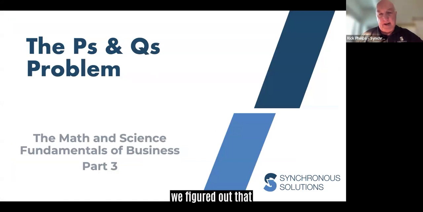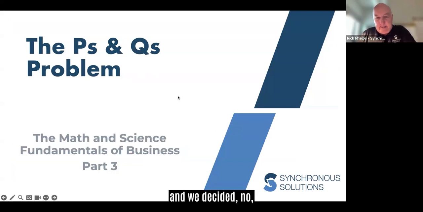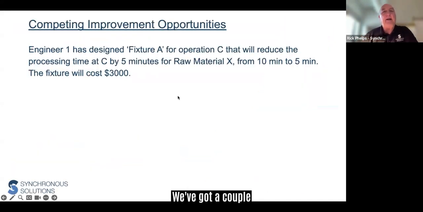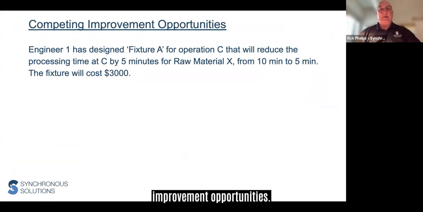In the first part, we figured out that although Q's have a higher margin, P's are far more profitable than Q's. In the second one, we did an analysis on whether we should invade neighboring cities with our low-cost P's, and we decided, no, that's not a good idea. Let's look at another set of ideas. We've got a couple of competing improvement opportunities.